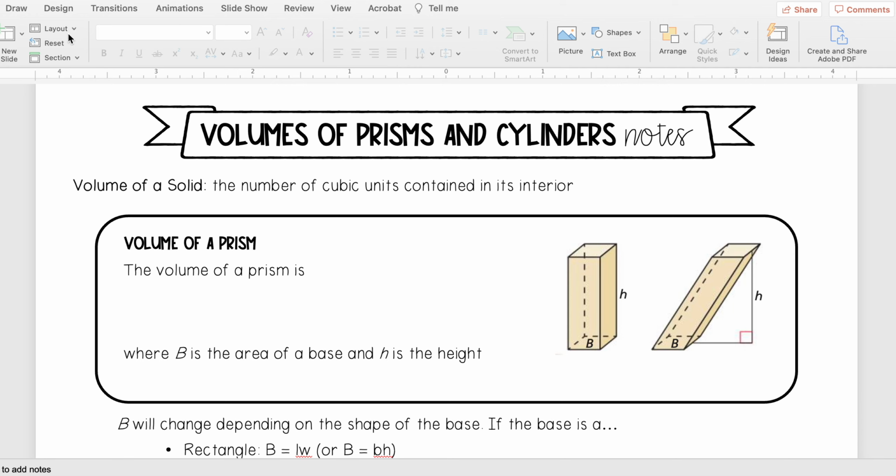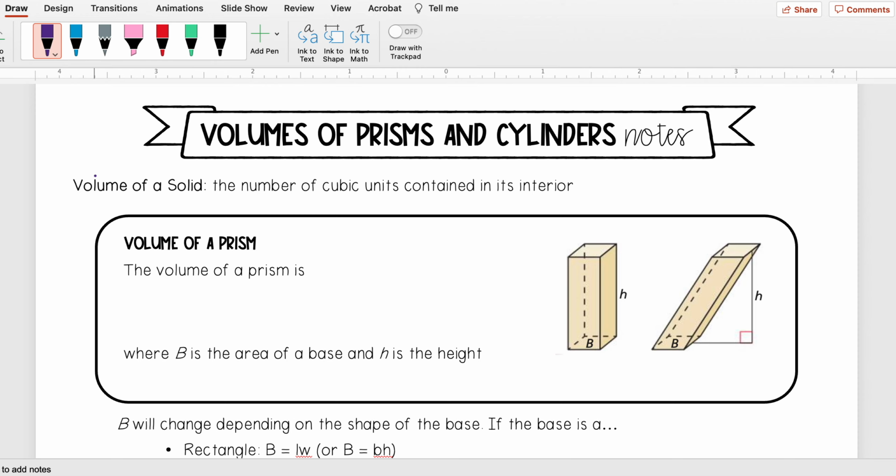Hello everyone! Today we'll be learning about volumes of prisms and cylinders, and in this very first video we'll be mainly talking about the volume of a prism.